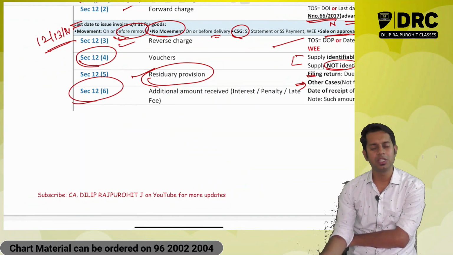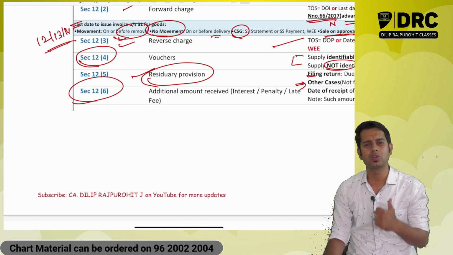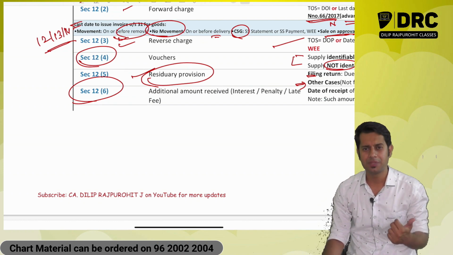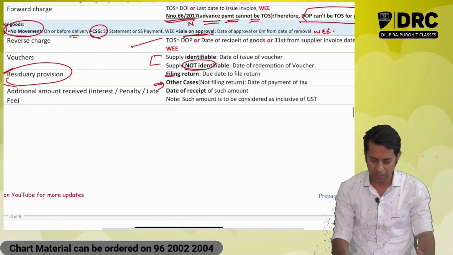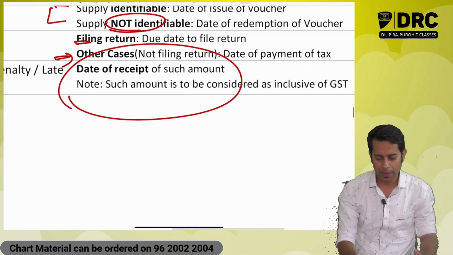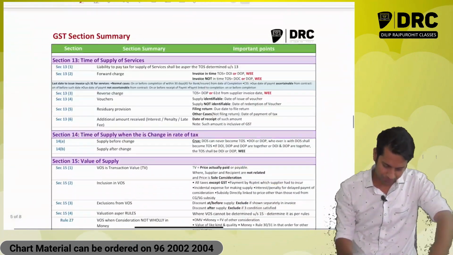Then section 12 subsection 6 talks about addition in the value of supply. If there is any addition in value of supply because of interest payment or late fee payment or any other penalty which you have paid for delayed payment of consideration, then for that amount the time of supply will be the date of receipt of that particular amount.